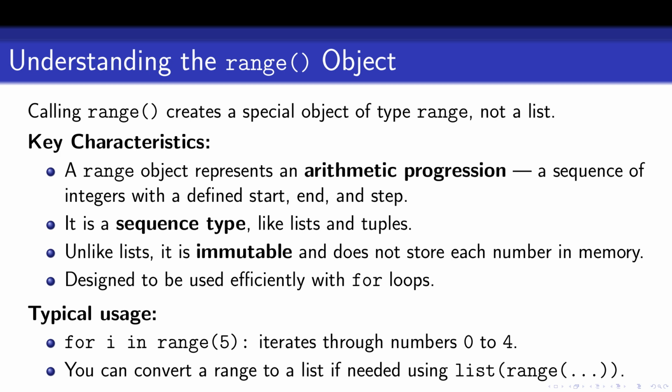The range object behaves like a sequence, meaning you can iterate over it in a for loop just like a list. If you do need the full list, for instance, to access elements by index or to store them, you can convert it using list of range. However, for most looping tasks, keeping it as a range object is faster and more efficient. Understanding this distinction helps you write cleaner, more performant code, especially when working with large or complex sequences.